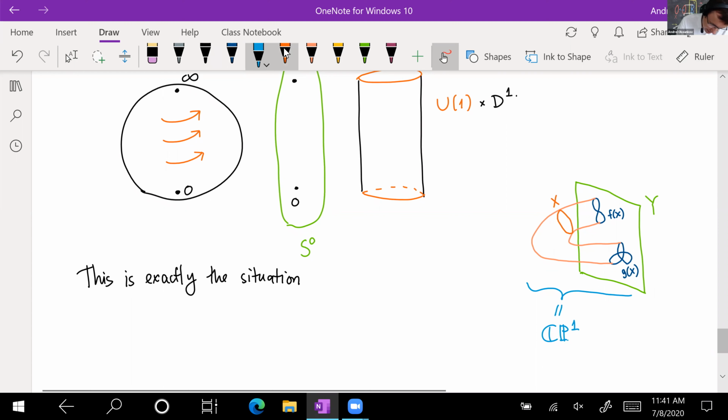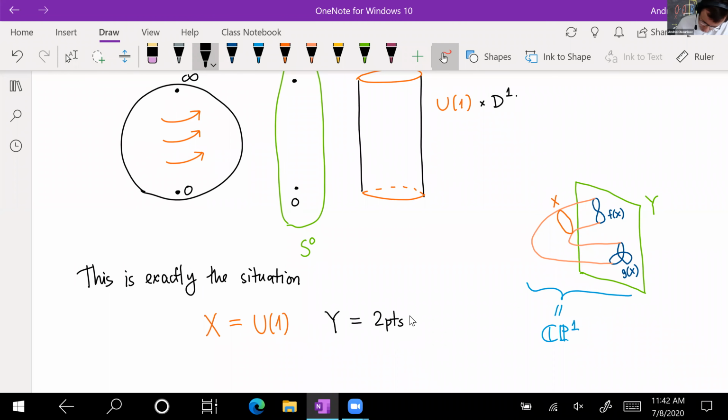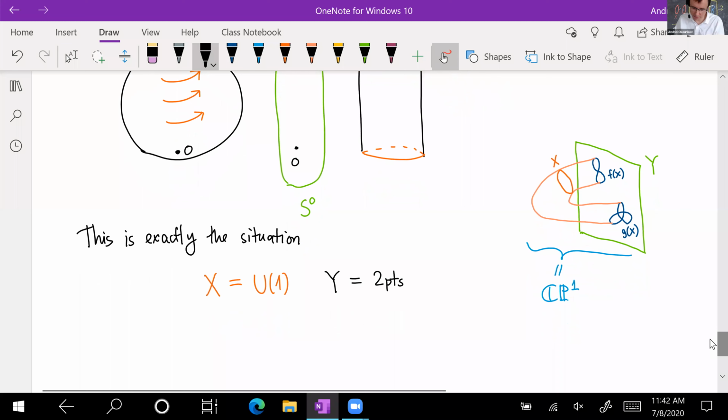And then X is just a free orbit. So X is U1, we took a cylinder over U1 here, right? We get exactly a cylinder, and Y here are the 2 points. And two maps, and the two different maps is, I send my X, I collapse this U1 to one point or the other point.